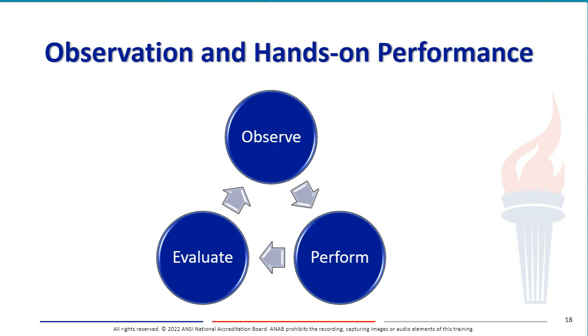The image here is ongoing because it may not be a once and done. The trainee may need to observe numerous times, perform numerous times, and be evaluated numerous times. This is also a good way to introduce procedural changes, changes in technology or new processes, and is also a good way to evaluate competence and ongoing competence through the perform and evaluate steps.